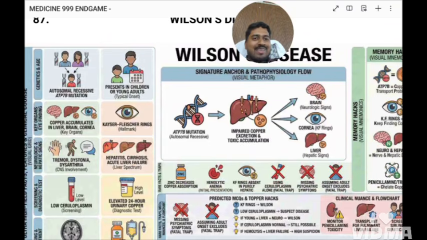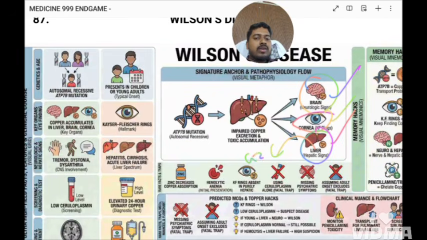So it's not that common, but in exams it is for some reason asked very frequently. Mutation is in this ATP7B gene, okay, 7B. If it is the ATP7A gene, it causes Menkes disease. There is increased copper accumulation. So now impaired copper excretion and copper accumulation occurs in the brain, in the cornea, and in the liver.